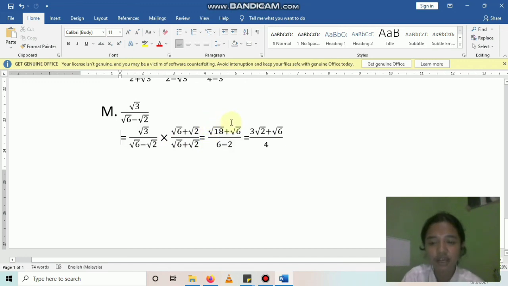equals the square root of 18 plus the square root of 6 equals the square root of 6 minus the square root of 2 multiplied by the square root of 6 plus the square root of 2 equals 6 minus 2 equals 3 the square root of 2 plus the square root of 6, divided by 4. Thank you.